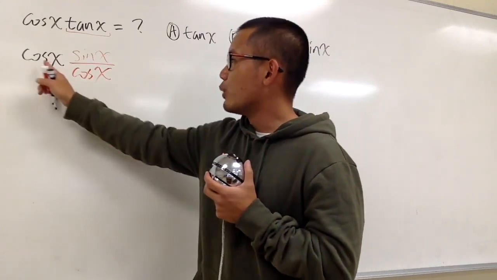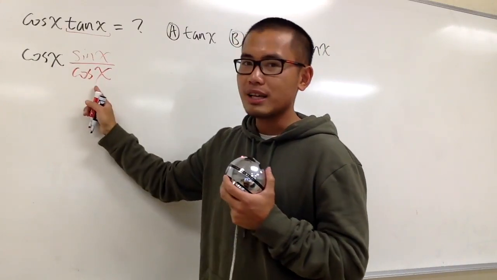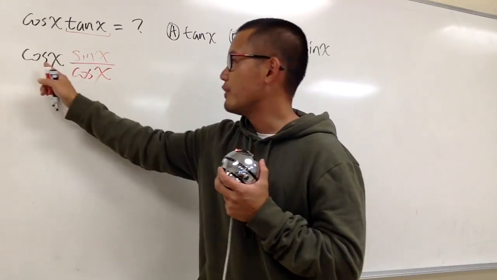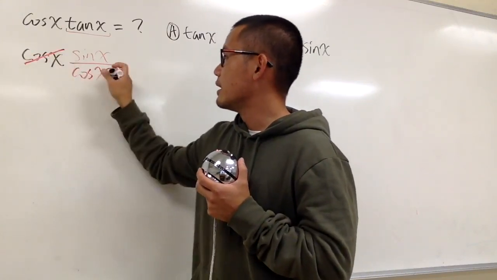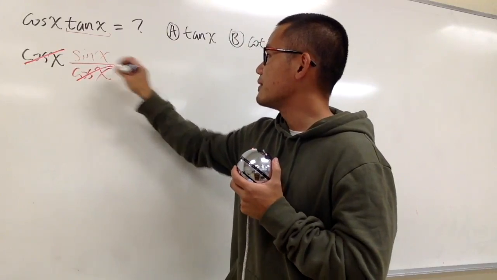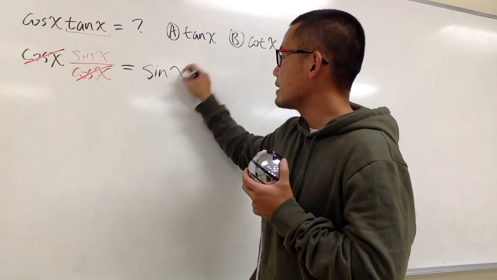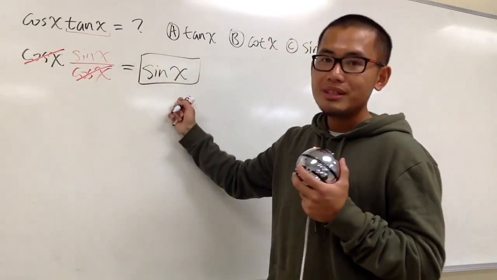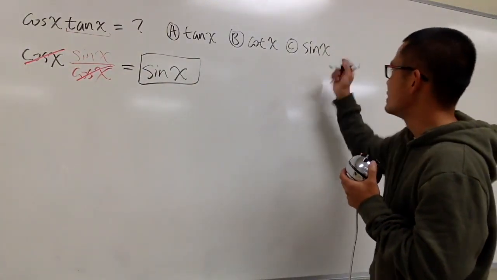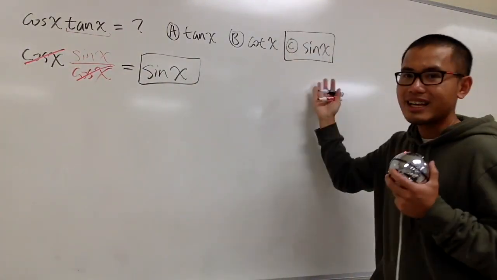And next, you see that we have cosine x, but then we have this cosine x in the denominator. Therefore, we can cancel them out, right? At the end, we just have this sine x. And this right here will be the answer for it. And that's choice C. And we are done. That's it.